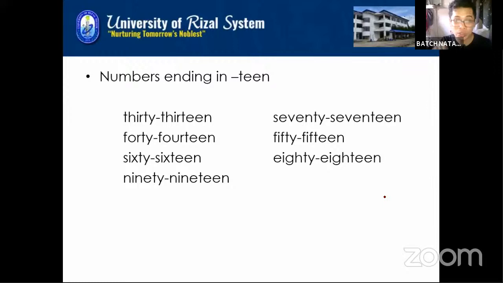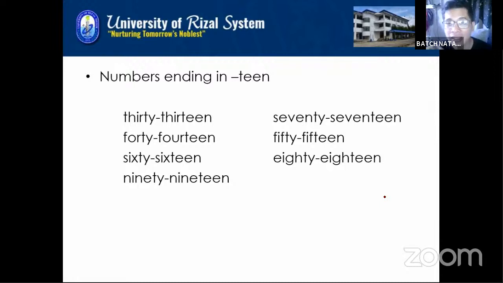The correct way to pronounce these words: How old are you? I am seventy years old. How old are you? I am seventeen years old. Do not say the wrong stress, that's incorrect. Next we have fifty. How old are you? I am fifty years old. I am fifteen years old.